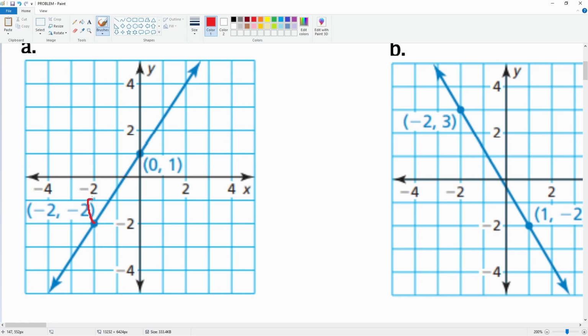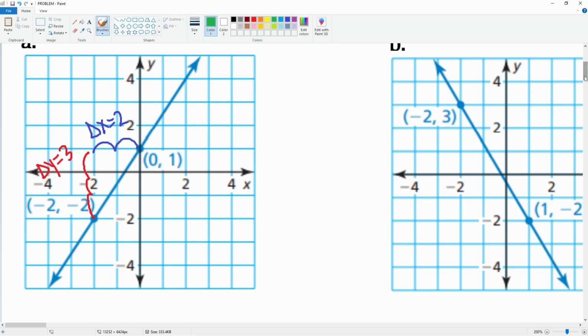It looks like you're going up 1, 2, 3, so your delta y here is 3. Then it looks like it's going to the right 1, 2, so your delta x is equal to 2. So the slope, by definition, is m equal to the change in y over the change in x. That is the slope formula, right?